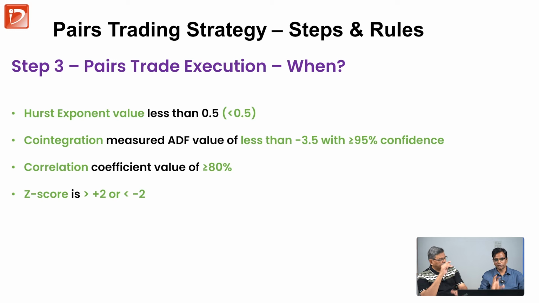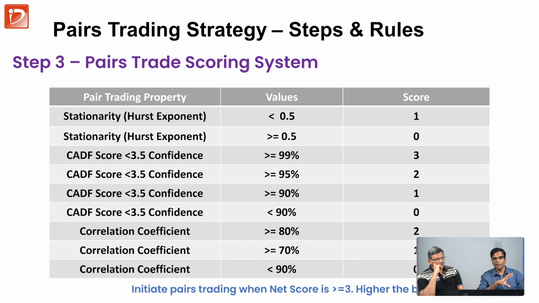To understand, yes, exactly. So to make this objective, we made it into a scoring system called the pairs trading scoring system. For stationarity, where we measure the H-exponent, if it is less than 0.5, we give a score of 1. If it is above or equal to 0.5, it is 0. If it is a momentum kind of thing, we give a score of 0.